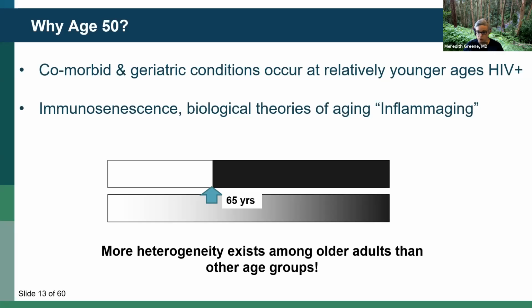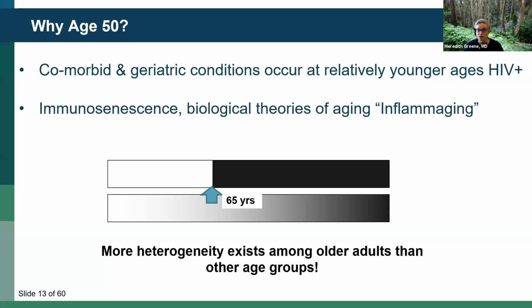And I think what we can ultimately learn from HIV will likely inform a lot of our biological theories of aging, including inflammaging. Today, though, I'm not going to be talking about mechanisms. This is going to be a much more clinically focused talk. And I would point out that whether we're saying age 50 or age 65, which is often used to define geriatrics, both of these are really arbitrary cut points.